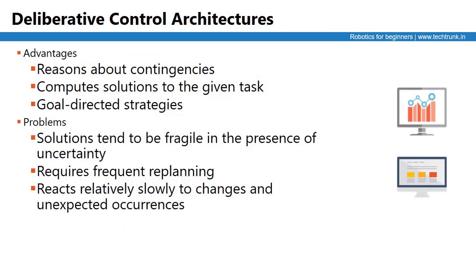Next, the advantages of the deliberative robotic control architecture are that we can reason about contingencies. It computes solutions to the given task. It has more goal-directed strategies. The problems in deliberative control architectures are that solutions tend to be fragile in the presence of uncertainty. It requires frequent replanning, and most importantly, it reacts relatively slowly to changes and to a lot of unexpected occurrences.